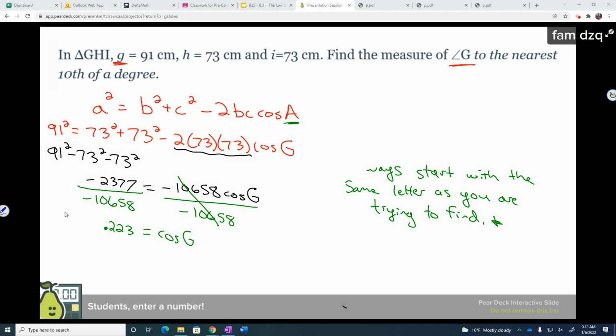And then the last thing is going to be to solve for G, the inverse cosine of this answer. And the nearest tenth of a degree. Also, some of them do switch to a tenth, like this one switches to a tenth of a degree. This should be 77.1 degrees. Just pay attention. Sometimes it's the nearest degree, sometimes it's the nearest tenth of a degree. So pay attention to that.